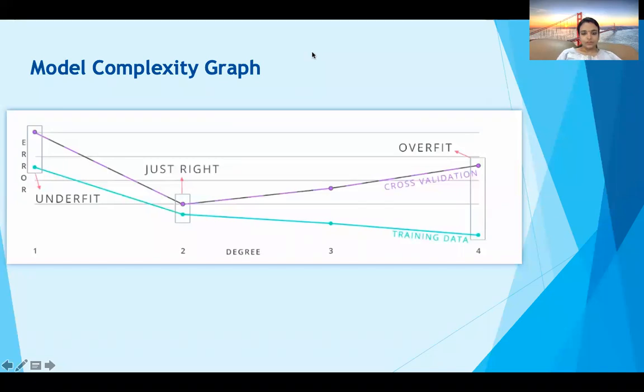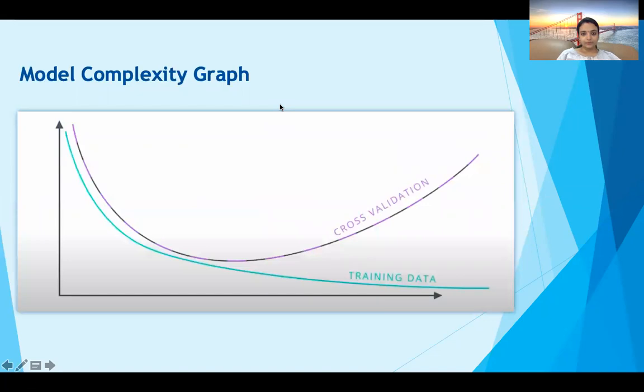Now we will see the generalized picture of the model complexity graph. This is a generalized picture of the model complexity graph.